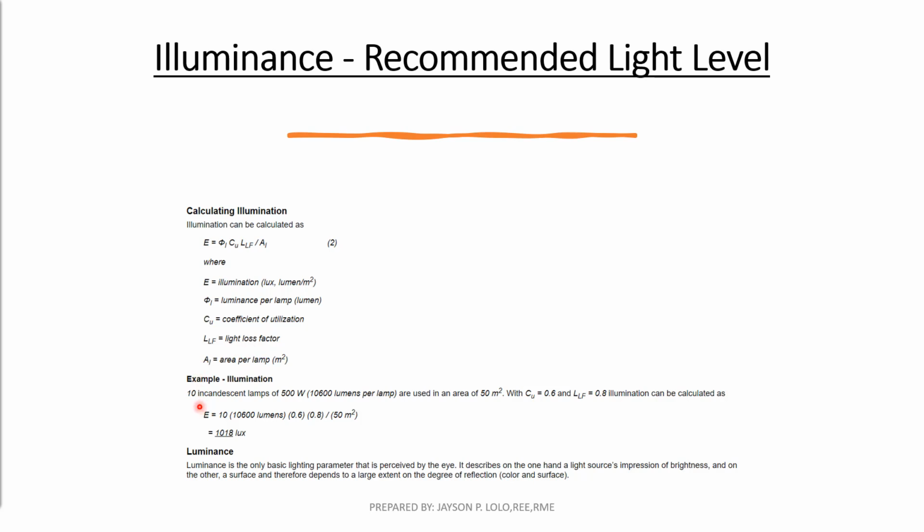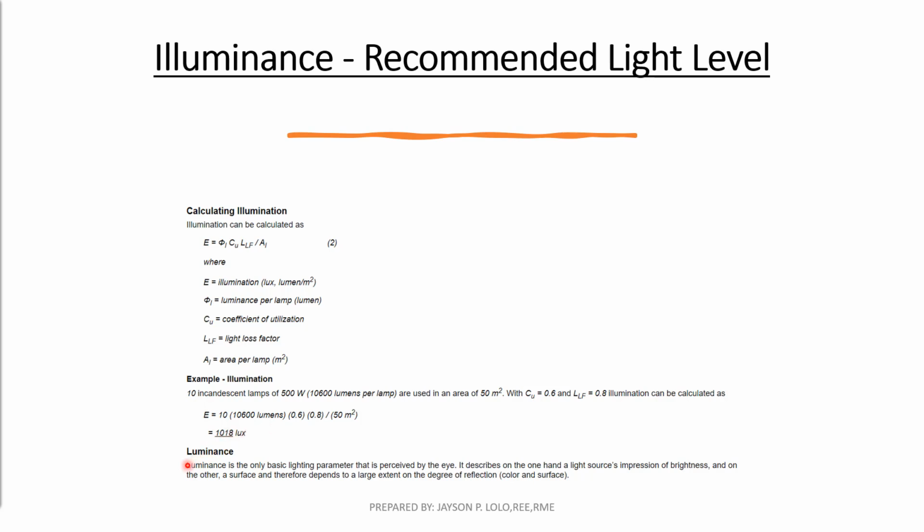For example, you have 10 incandescent lamps of 500 watts. Assume that each 500-watt lamp has 2,600 lumens. Lumens represent the lighting intensity of the lamp. This is used for 50 square meters, with a coefficient of utilization of 0.6, where the perfect value is 1, and a light loss factor of 0.8. So it can be calculated now. In solving the illumination, you have 1018 lux in your area.